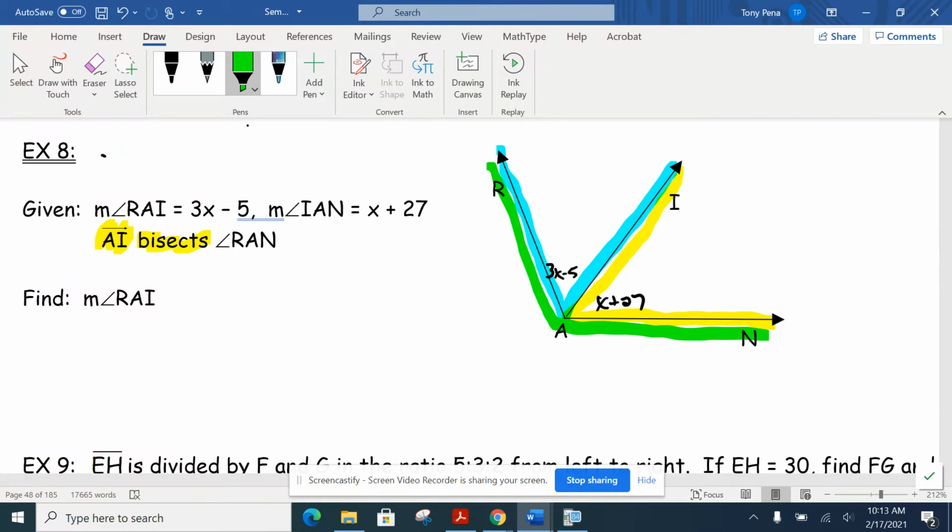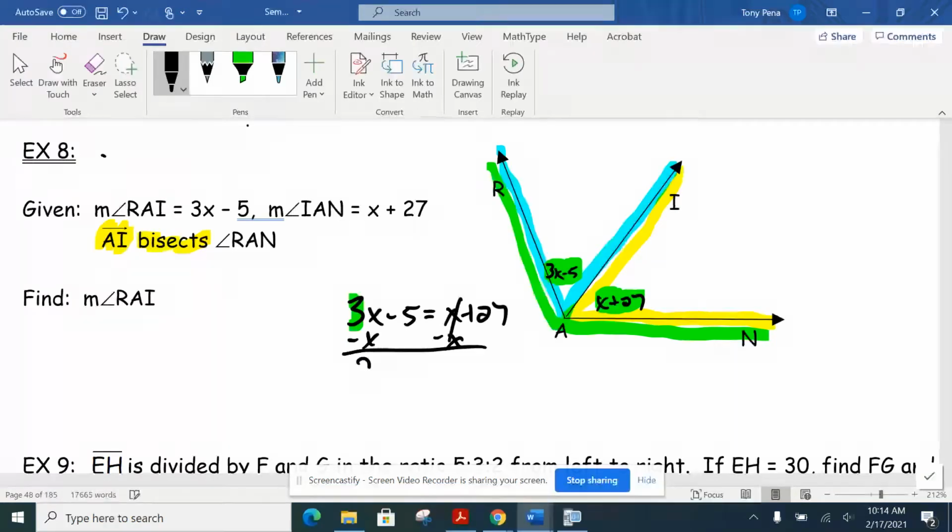This ray is cutting this in half, so this angle here and this angle here have to be equal to each other. We just don't know their degree measure yet, but knowing that they have to be equal, that's how we get this problem started. We're going to say that the 3x minus 5 must equal the x plus 27. Those have to be equal angles in terms of their degree measure. There's our equation. And again, hopefully we're getting pretty good at solving these little equations from a while ago. Add your 5 over, and we get x to be 16. But if you look, we want angle RAI.